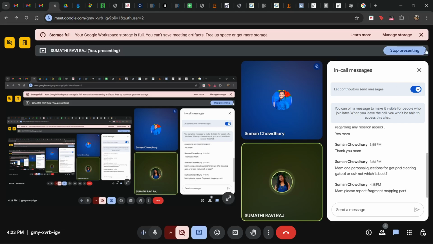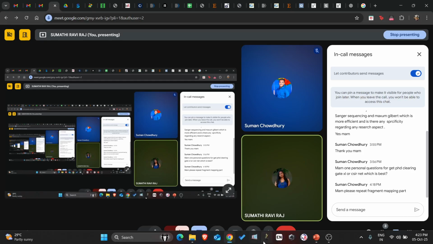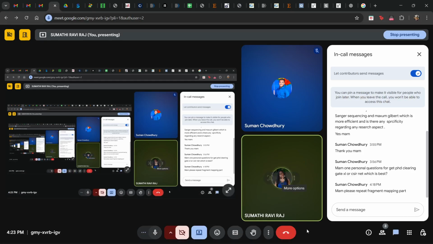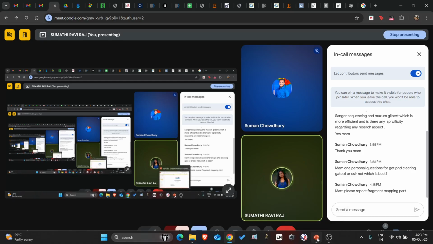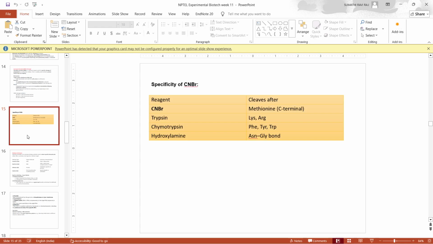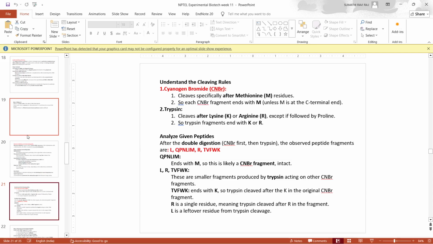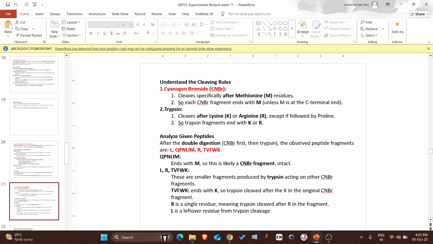Yeah. Anything else? Mapping of the fragments. Which one? This one? The trypsin and cyanogen bromide.